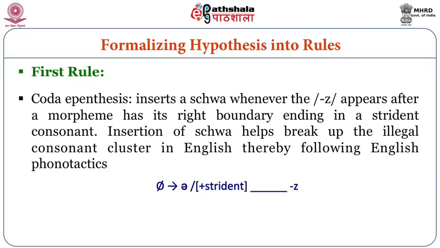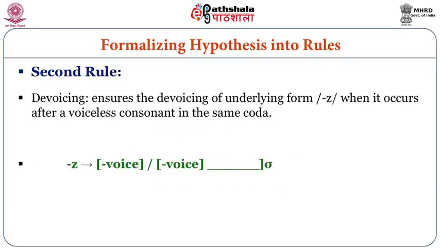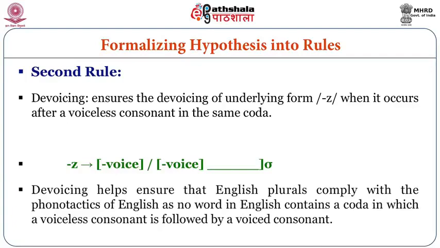You can see on your screen the example. Now the second rule is devoicing. Devoicing ensures the devoicing of the underlying form when it occurs after a voiceless consonant in the same coda. Devoicing helps ensure that English plurals comply with the phonotactics of English, as no word in English contains a coda in which a voiceless consonant is followed by a voiced consonant.